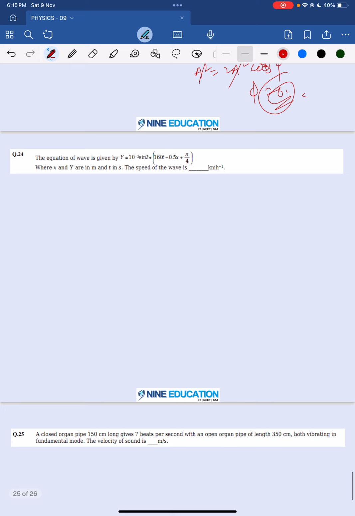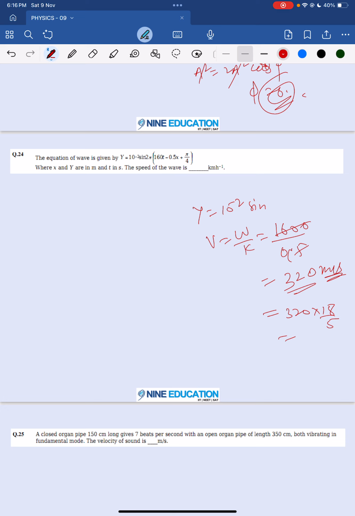Next one is the equation of a wave given as y equals 10 to the power minus 2 sine of this, and we need the speed of the wave. To find the speed of the wave, it is omega by k, omega is 160 by 0.5, which gives 5 3s are 15, 5 2s are 320 meters per second. But sir, they are asking for kilometers per hour. We will convert it: 320 into 18 by 5, which is 5760 divided by 5, approximately 1152 kilometers per hour. So 1152 would be your answer.